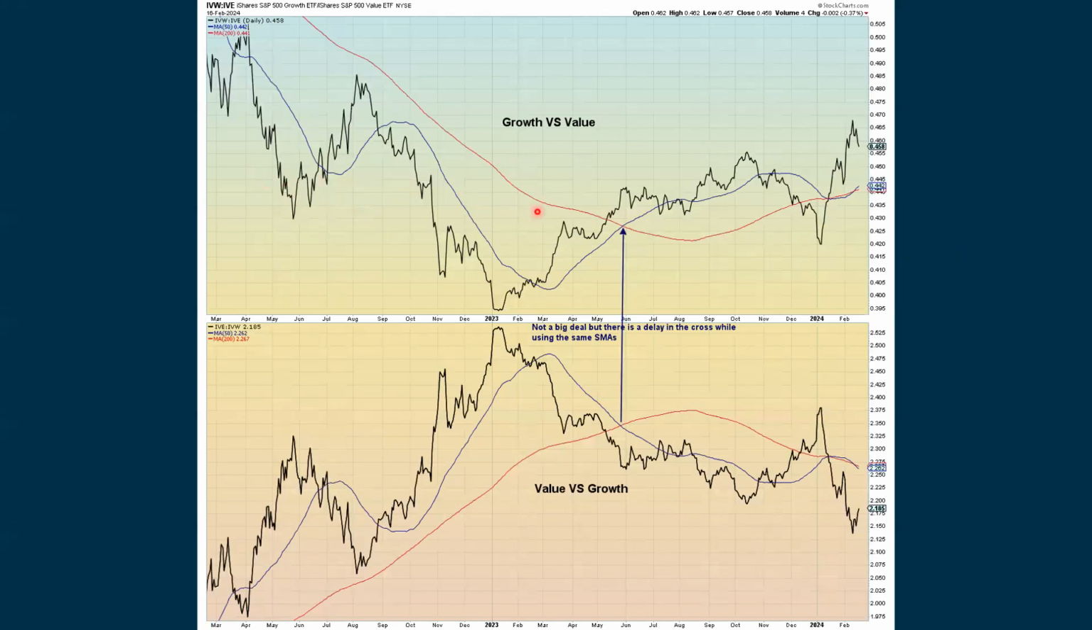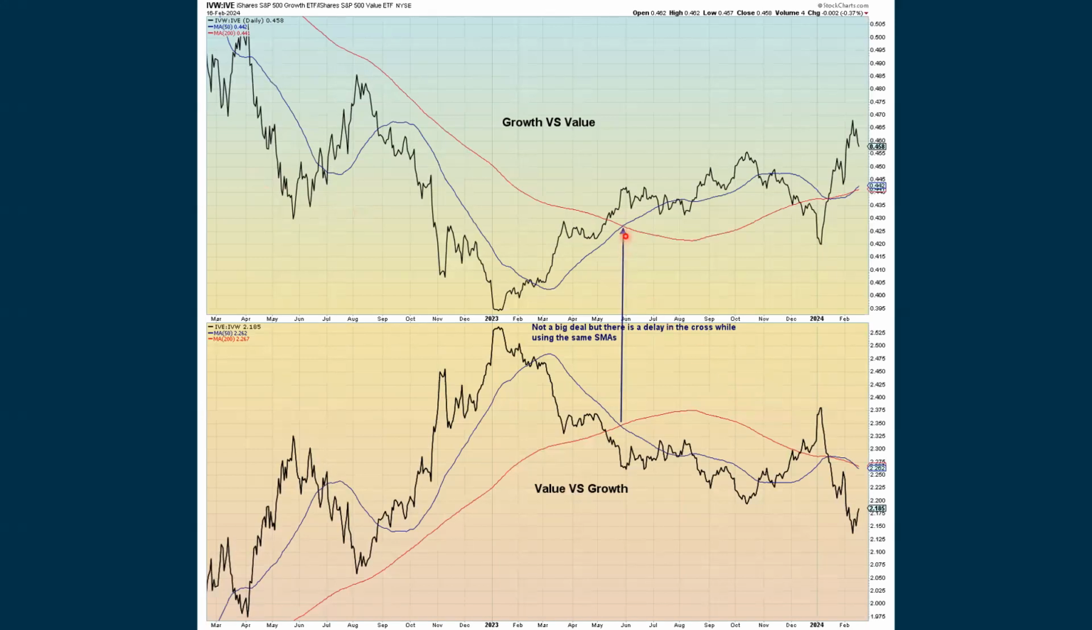When we get some insight is when we do a ratio between them. On top, we have a growth to value ratio, and that shows that growth is outperforming. Then down below, we have a value to growth ratio showing how value is underperforming. And I get asked this a lot: why do you have different charts? Why do you flip them upside down? Well, first of all, we may get some different perspectives by looking at the same thing upside down.